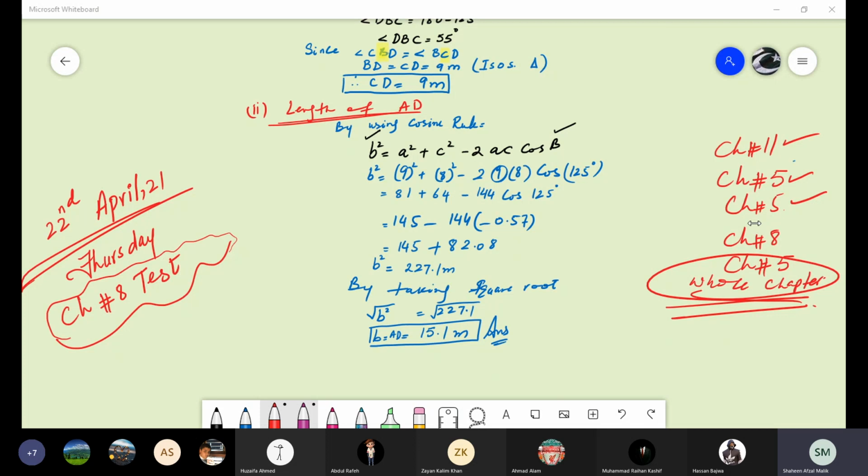Be serious in your studies, beta. Now you have final exams. Only this much for today, and be ready for the worksheets. How do you want to solve the worksheets? I will share the worksheet with you before the class, so you can take out a print, or you want to solve it during the class.